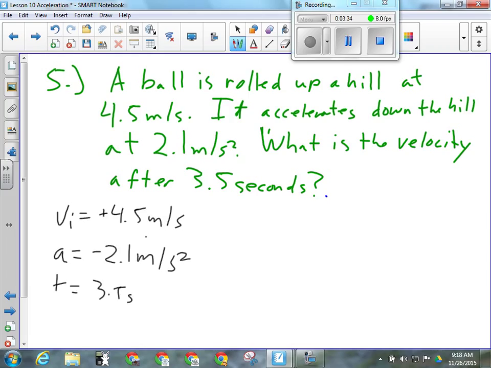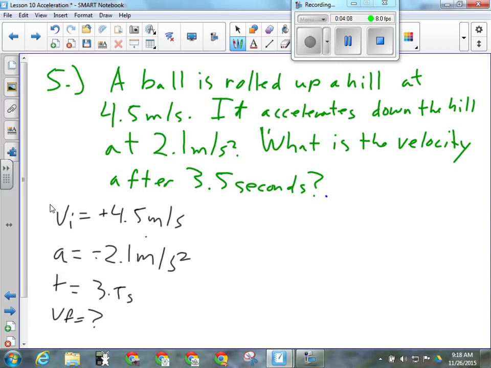We're looking for final velocity. It's important that this is negative because it implies that it's slowing down now. And in fact, by the end of this question, it might actually be moving backwards. If I roll it up the hill, it doesn't keep going up the hill. It eventually stops and comes back down. And that's what's going to happen here. If I don't make this negative, then it says the ball is defying gravity and accelerating up the hill all on its own, which it's not doing.